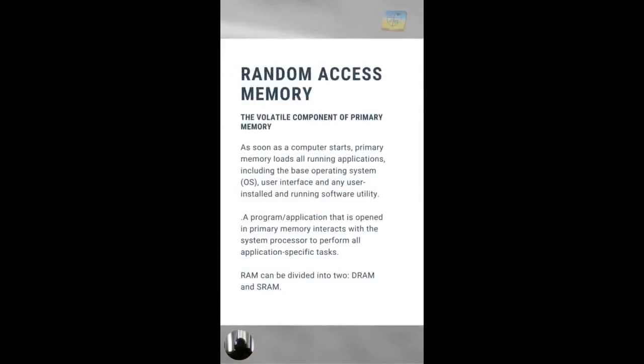The volatile component of the primary memory, like we said, is called RAM. As soon as the computer starts, the primary memory loads all running applications, including the operating system, the user interface, the user-installed software and utility software and all those things. So all the working applications and all the data found in a computer during the time it is working are found in the primary memory.